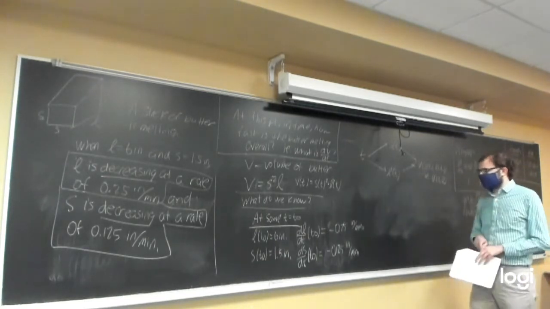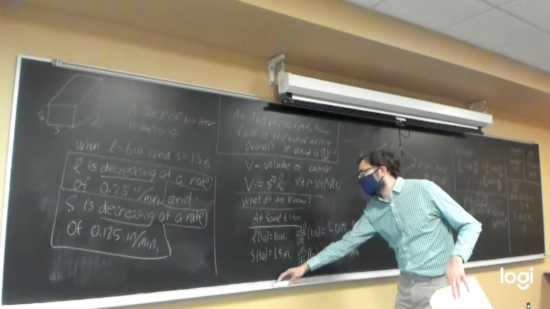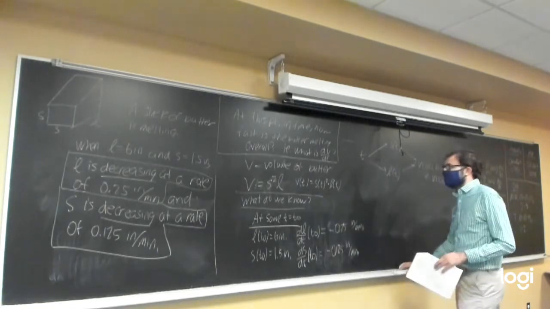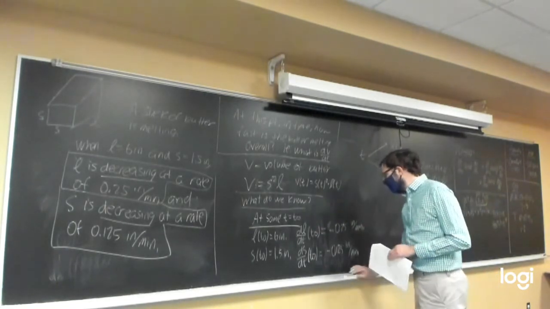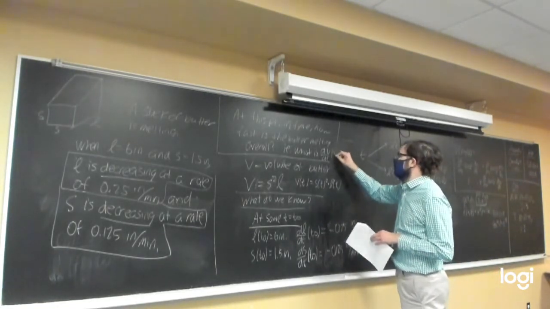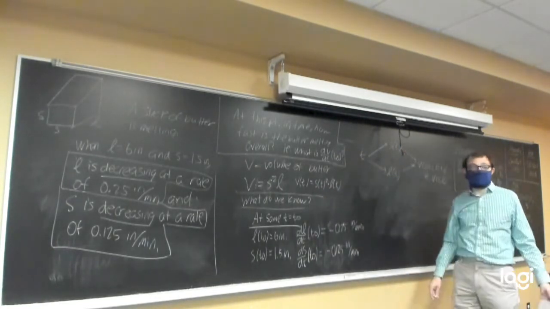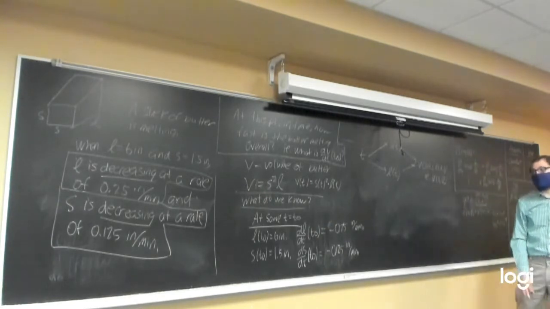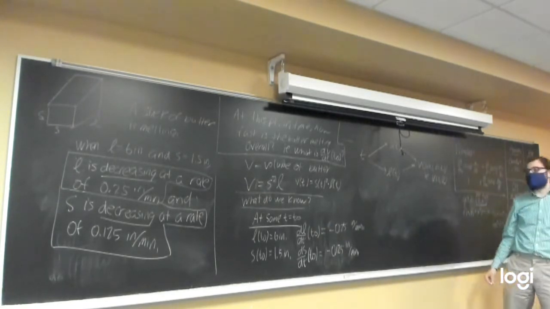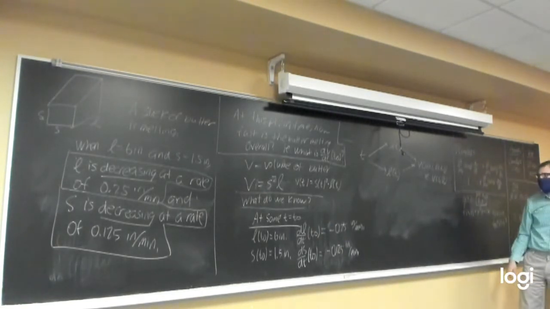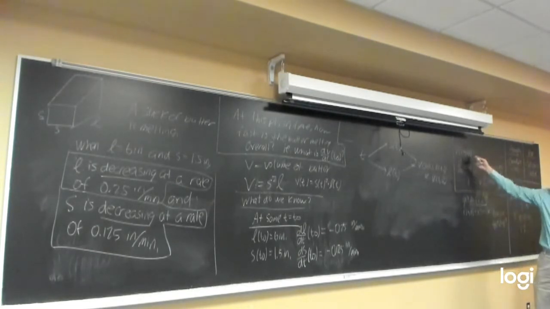So our goal is going to be to somehow use these pieces of information to tell us what dV/dt is at t naught, at the point in time t naught, when s is equal to 1.5 inches and L is equal to 6 inches. So let's see what happens if we play with this formula here.